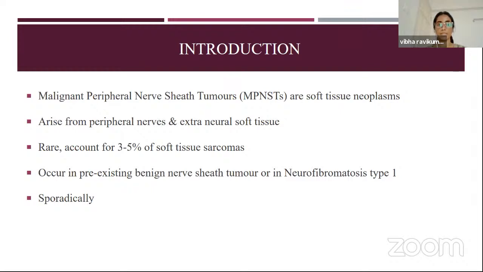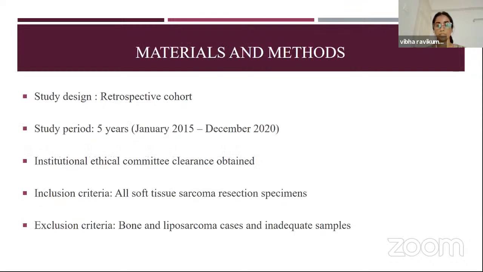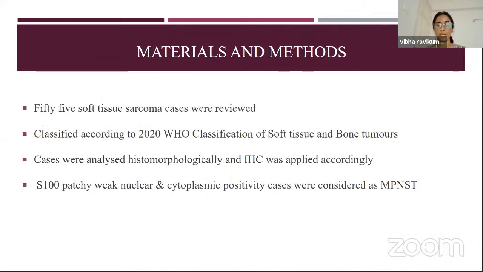The study design was a retrospective cohort. The study period was 5 years. Institutional ethical committee clearance was obtained. Inclusion criteria were all soft tissue sarcoma resection specimens, and exclusion criteria were bone and liposarcoma cases and inadequate samples. A total of 55 soft tissue sarcomas were classified according to the 2020 WHO classification of soft tissue and bone tumors. The cases were analyzed histomorphologically and appropriate IHC was applied accordingly.